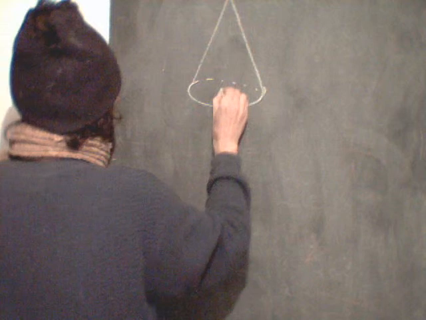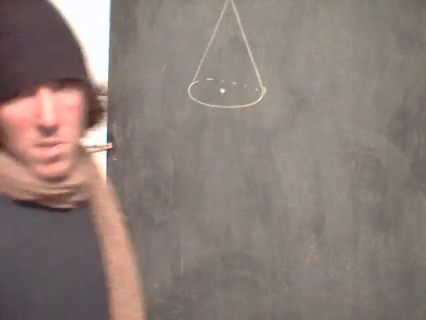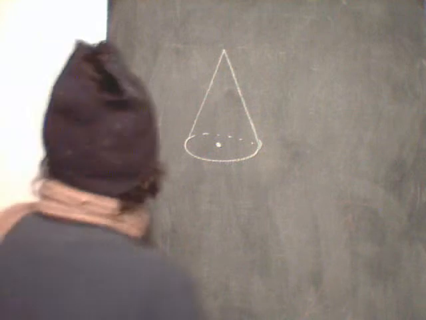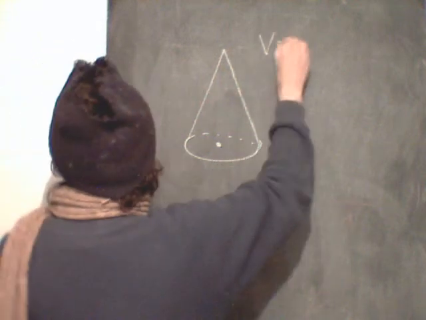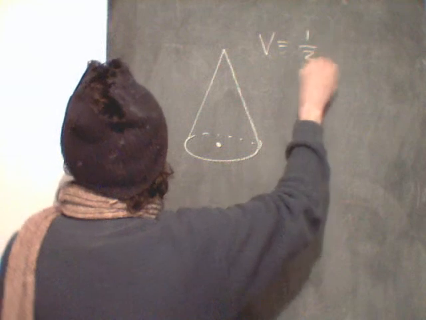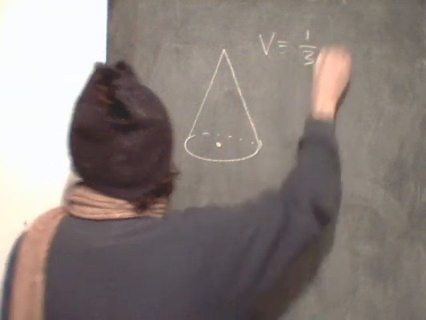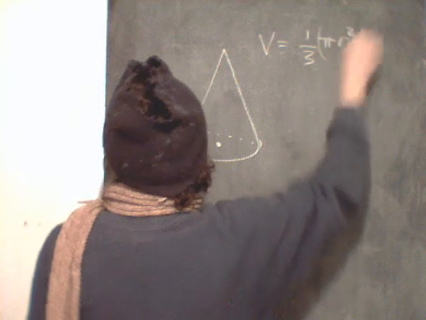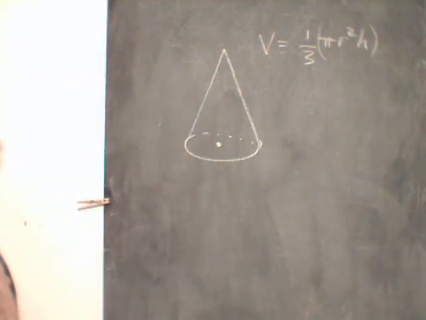So you may remember what the volume of a cone is from geometry. If I remember correctly, it was 1/3 pi r squared h. I think that's what it was, if my memory serves me correctly.